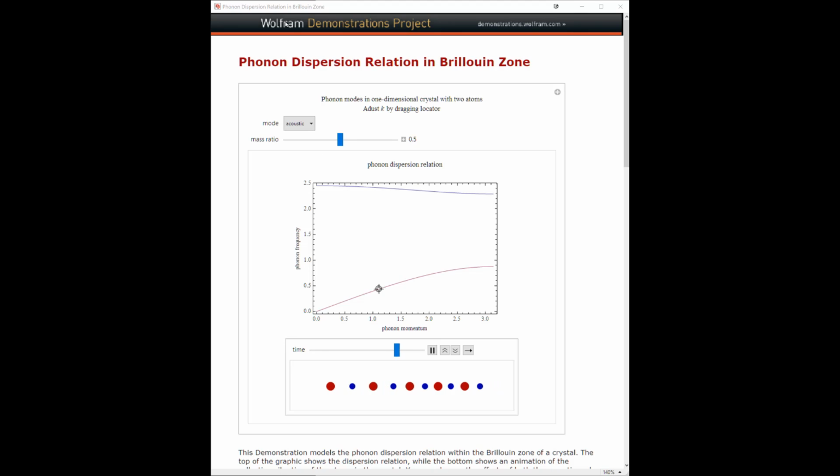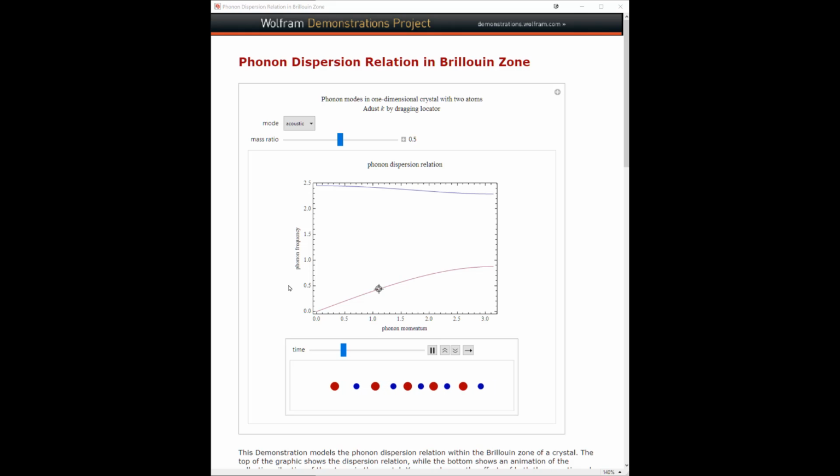So here is another Wolfram Demonstrations project, and this one is titled Phonon Dispersion Relation in the Brillouin Zone. I haven't told you what the Brillouin Zone is yet, but I'll tell it to you in a second. What a phonon is, it's basically a heat packet. You can think of a photon being a packet of light. A phonon is what's called a quasi-particle, and it's like a packet of heat that travels through a solid.